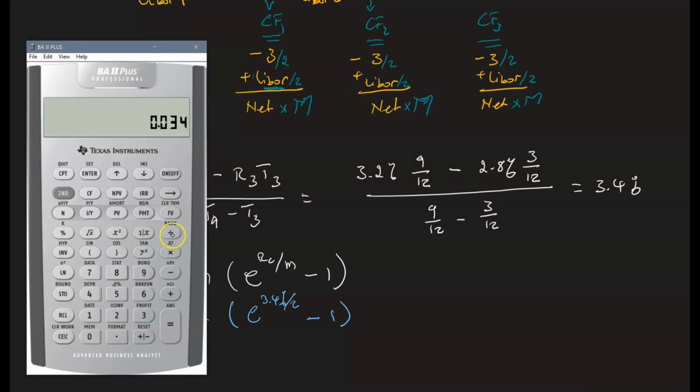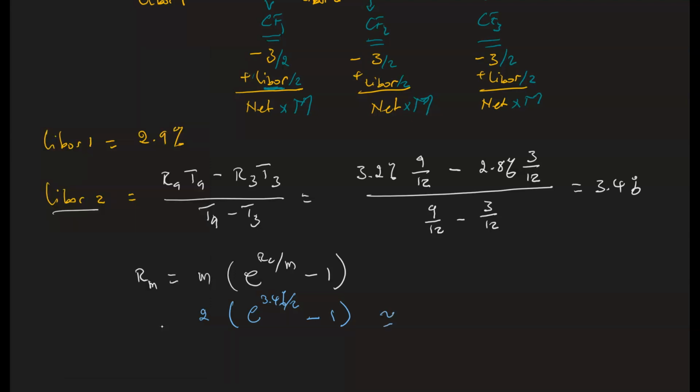We're going to divide this value here by 2 equal. We're going to take the exponential of that, second function exponential. We're going to do minus 1 equal. And then we're going to multiply that by 2 equal. So we're going to get about 3.42% or 3.43%. So approximately 3.42% is going to be our LIBOR 2. Remember, LIBOR 1 was at 2.9%. LIBOR 2 is at 3.42%.